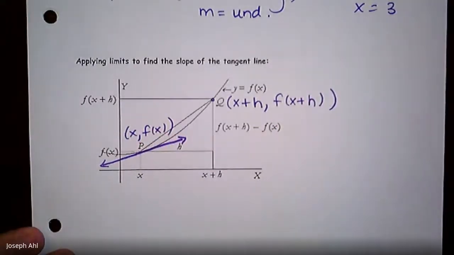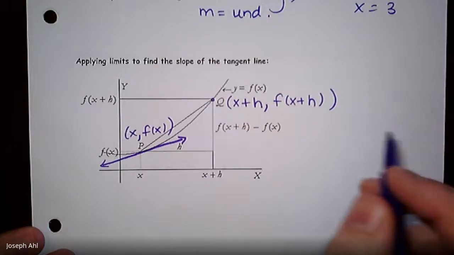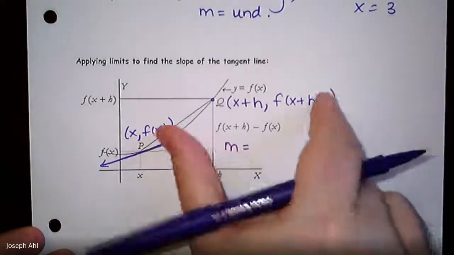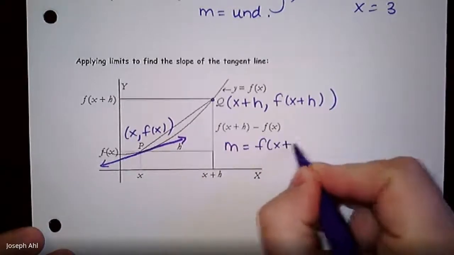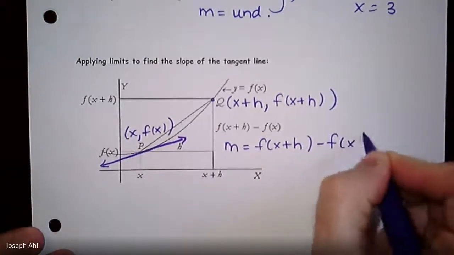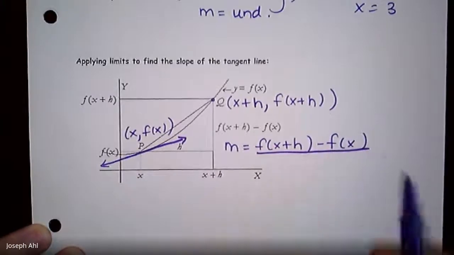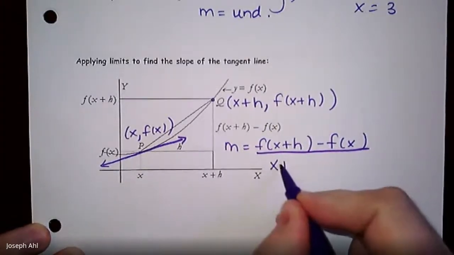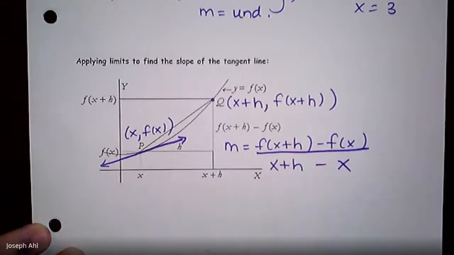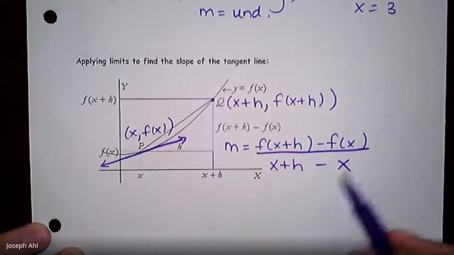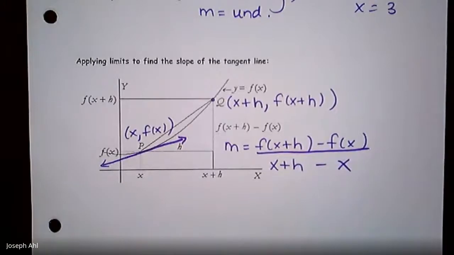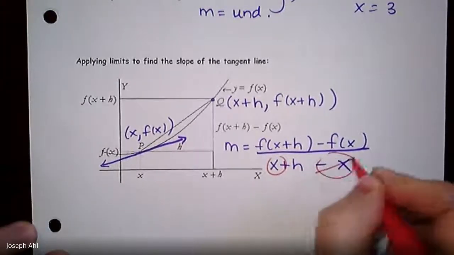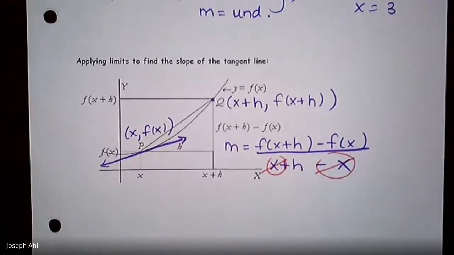So we now have a coordinate point to represent both of those. What we're going to do is represent the slope in this scenario. So the slope would be change in y over change in x. So I'm going to do f of x plus h minus f of x over the change in the x values, which would just be x plus h minus x. And what you'll notice in the denominator is that those x's cancel out. The x and the negative x are going to go away. So your denominator will actually eventually just become the value h.